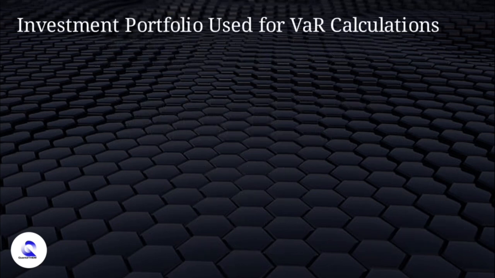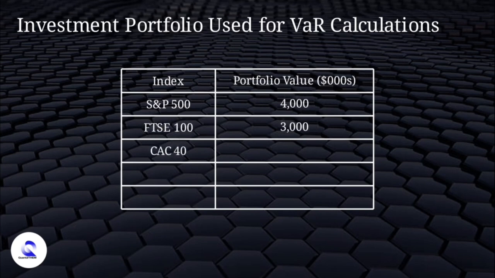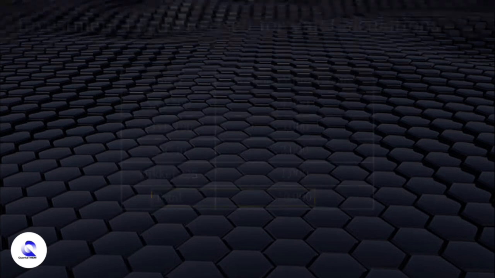Here is a breakdown of the portfolio composition used for the VaR and expected shortfall calculations. The investor holds 4 million in the S&P, 3 million in the FTSE, 2 million in the CAC, and 1 million in the Nikkei. This results in a total portfolio value of 10 million. The weight of each asset class will help us simulate potential future portfolio values using historical percentage changes in each index. We will now use this allocation as the base of the historical simulation method.